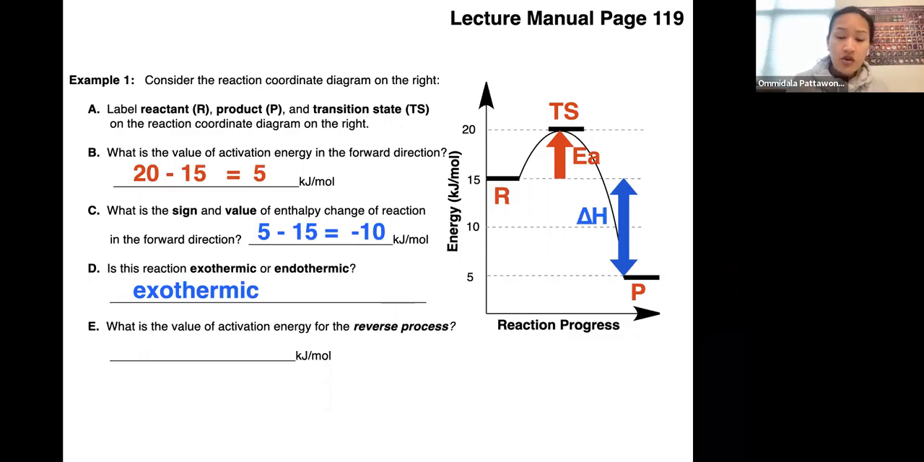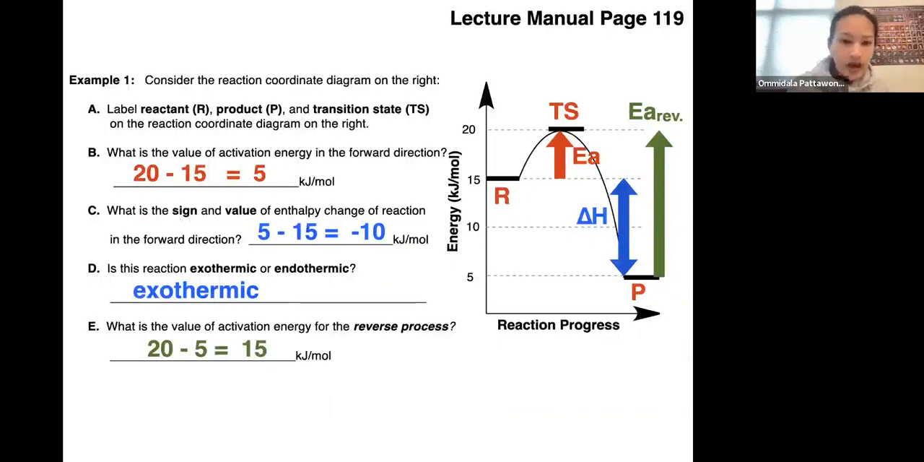Now if you're looking at the activation energy for the reverse process, you are going to compare going in the reverse direction, from the product to the reactant. So for the activation energy, it's going to be the top of the mountain and the product, the difference between those two. So the reverse activation energy would be 20 minus 5, so it's 15 kilojoule per mole. Note that the activation energy is always a positive value because it is the amount of energy required to achieve the transition state.